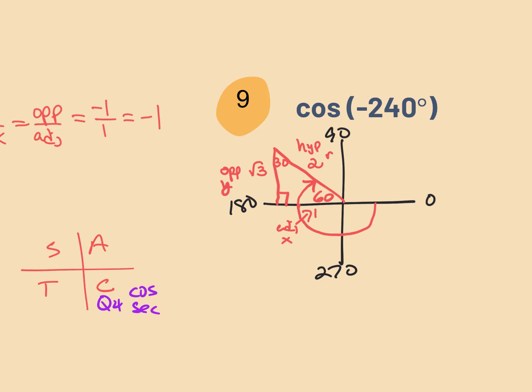Remember, the signs in quadrant 2 are negative, positive. So the x is going to be negative, so this will be a -1 here.